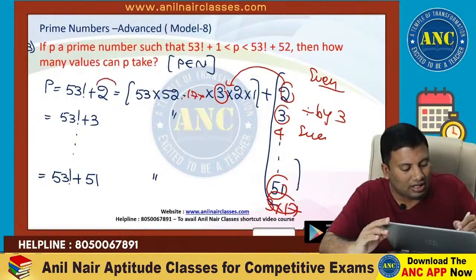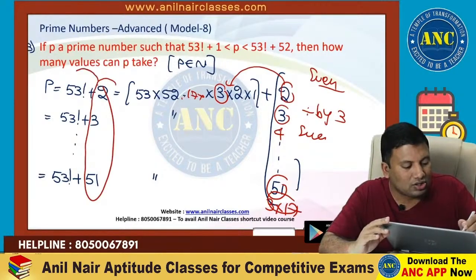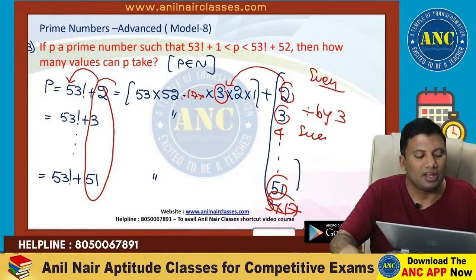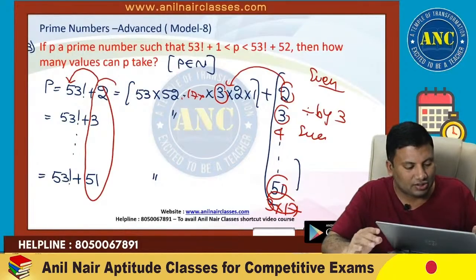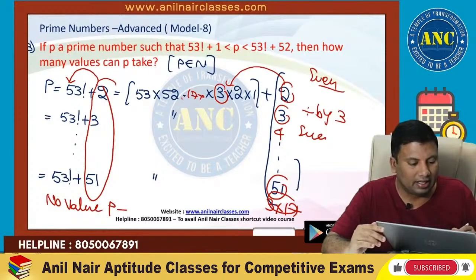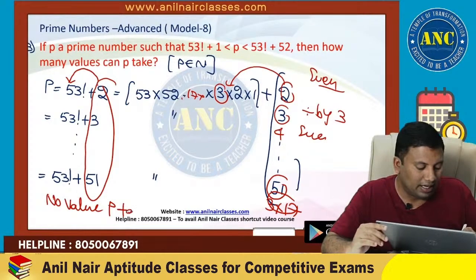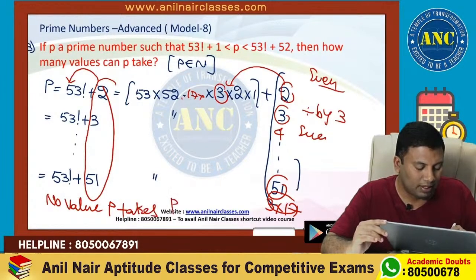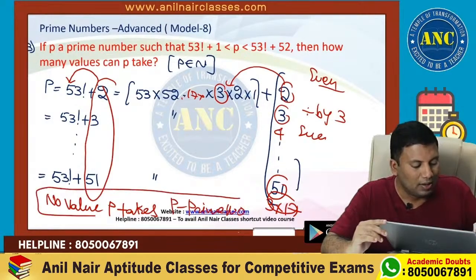Every value that it is taking is actually a part of the factorial, or a factor. So the answer is no value P can take. No value P can take such that P is a prime number. No prime number values P can take.